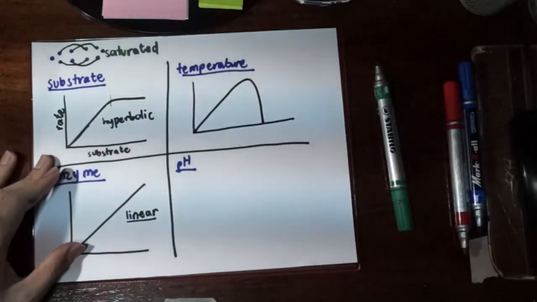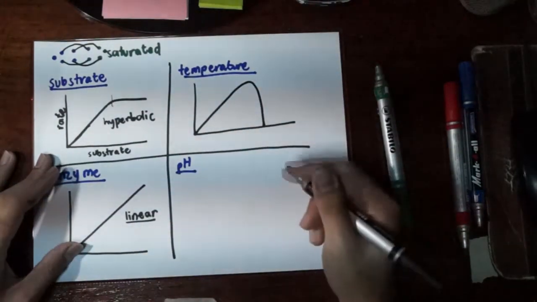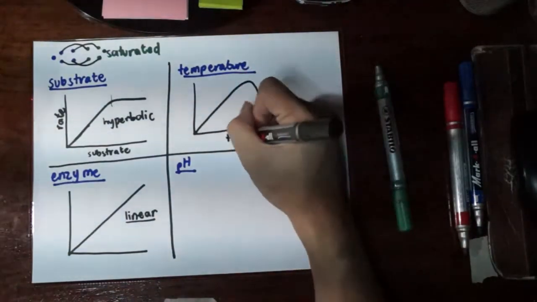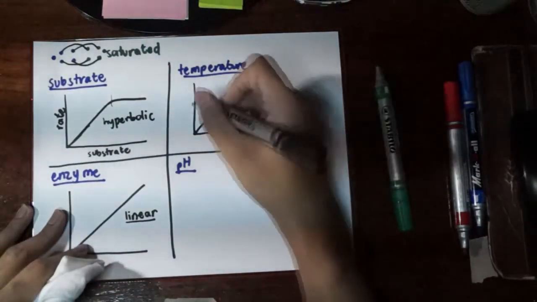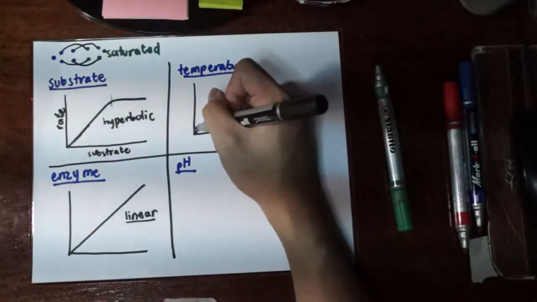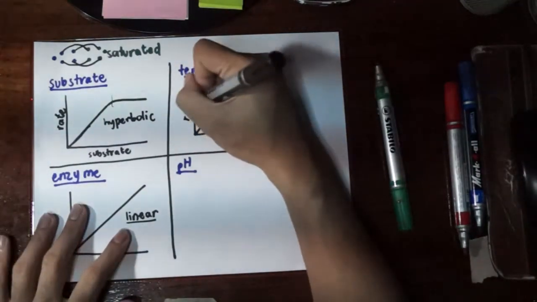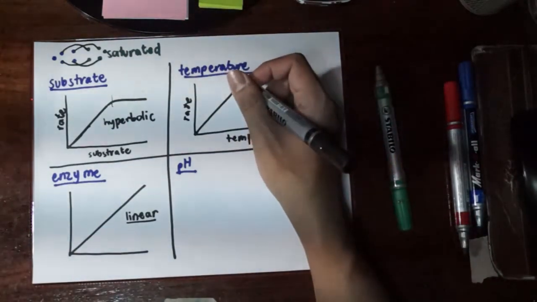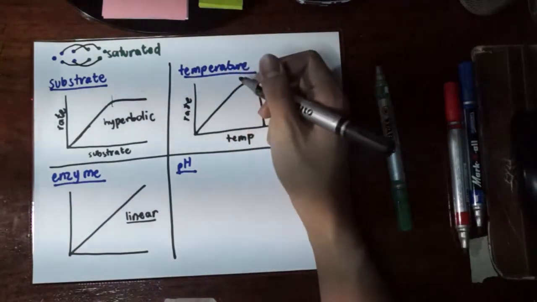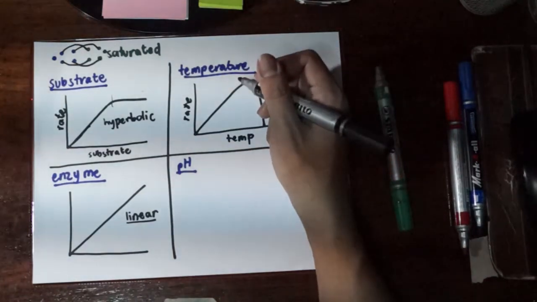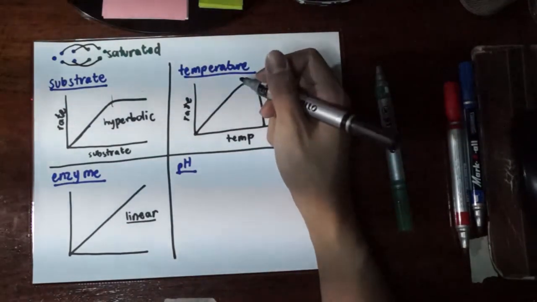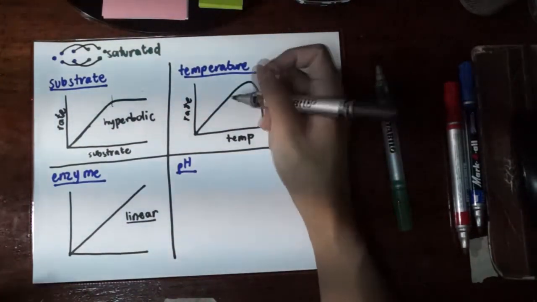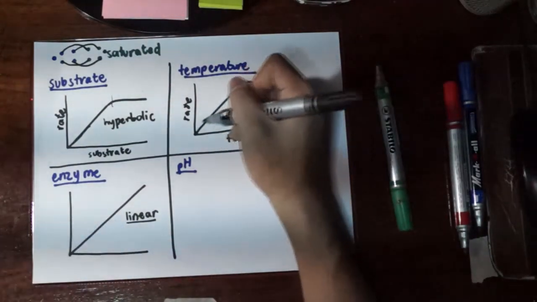For the temperature, alright, we would actually achieve something like this. Now, you may be asking why. So, at the start, of course, we have a low temperature here, and the rate, of course, would be here. So, remember that enzymes are proteins. Most of the enzymes are proteins, and if there's no heat to activate these enzymes, then they will not really function. So the rate is really down or even zero.